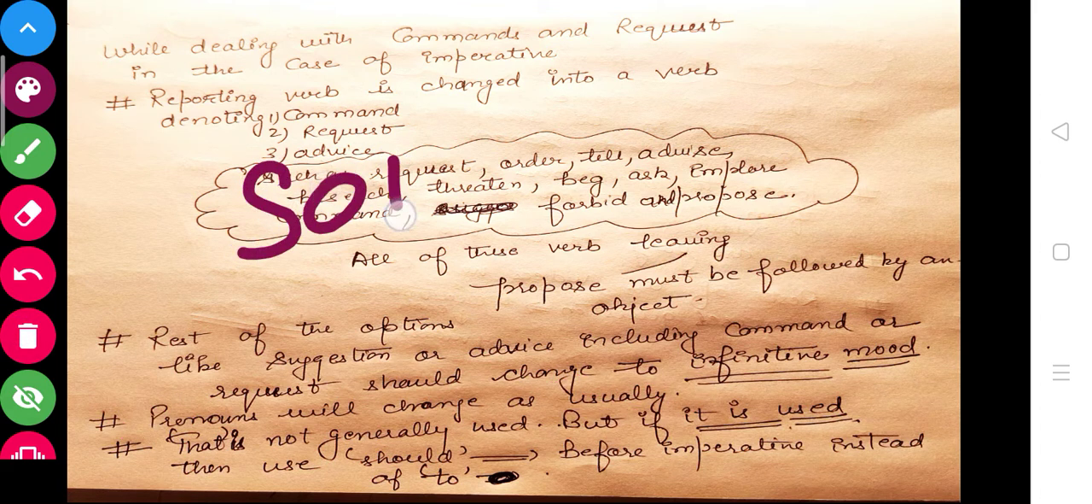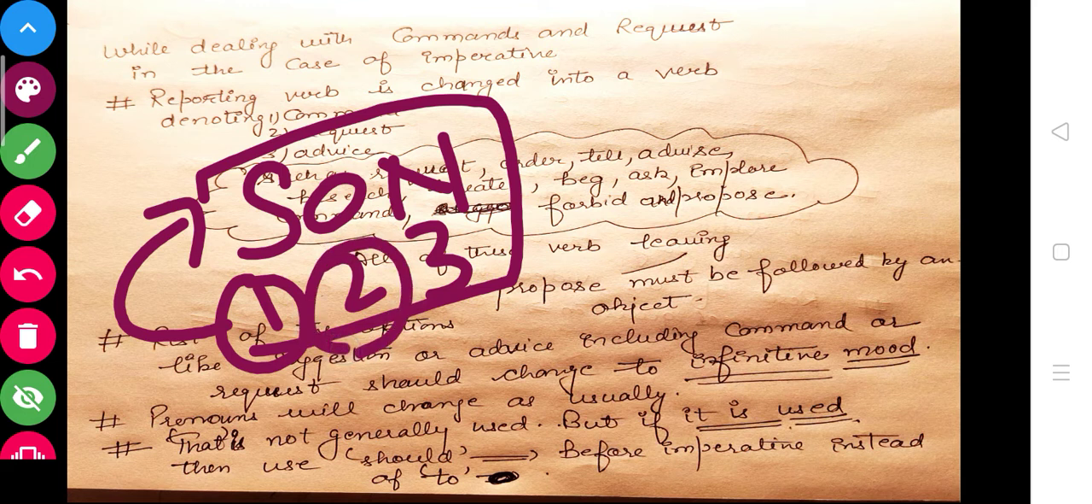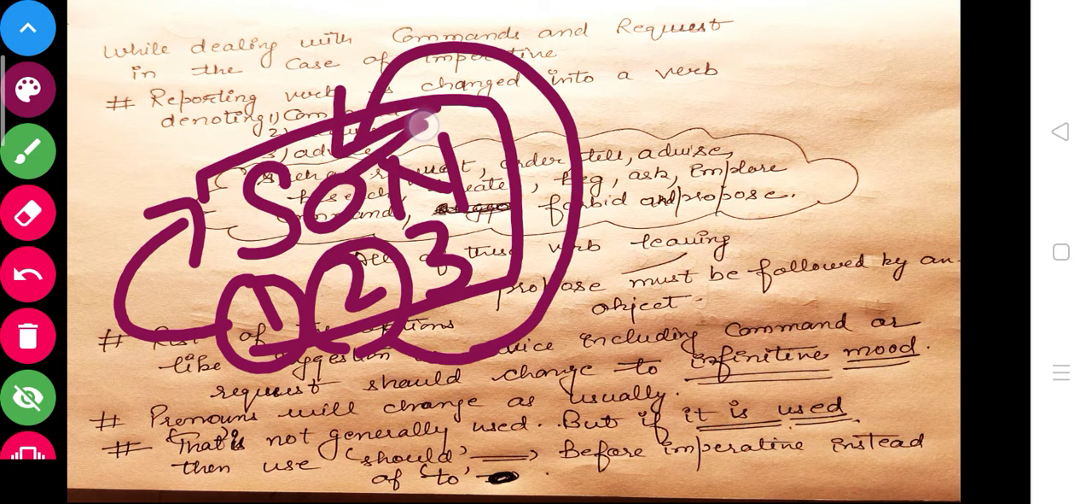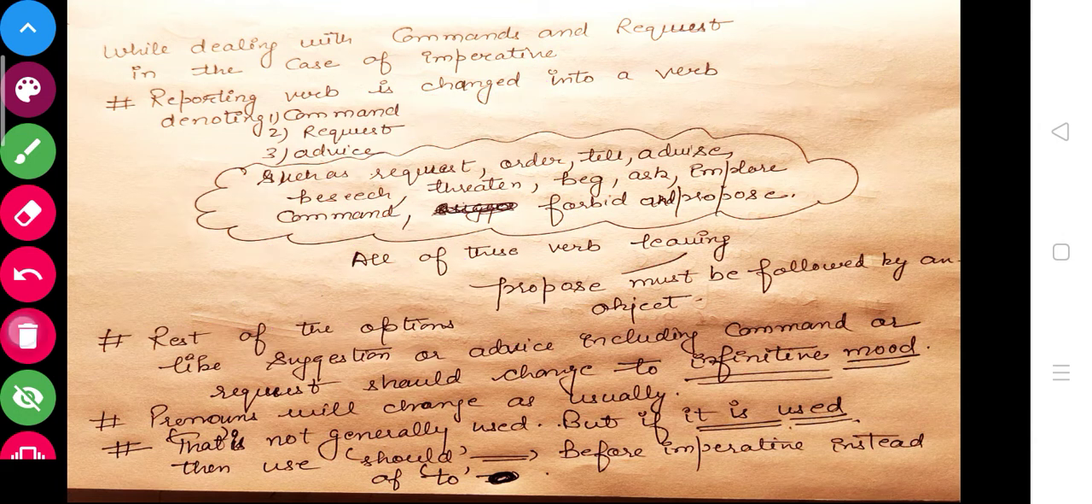And the formula that you should remember is S1 1 2 3. One stands for the first person in the reported speech. If it is there, it will change according to the subject of the reporting verb. If there is a second person in the reported speech, then definitely it would change according to the object in the reporting verb. And if there is a third person, then definitely there will not be any change. Okay, you have to understand that.